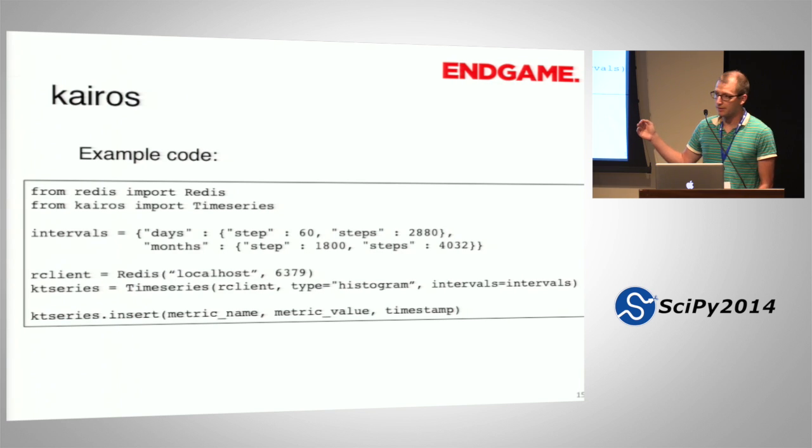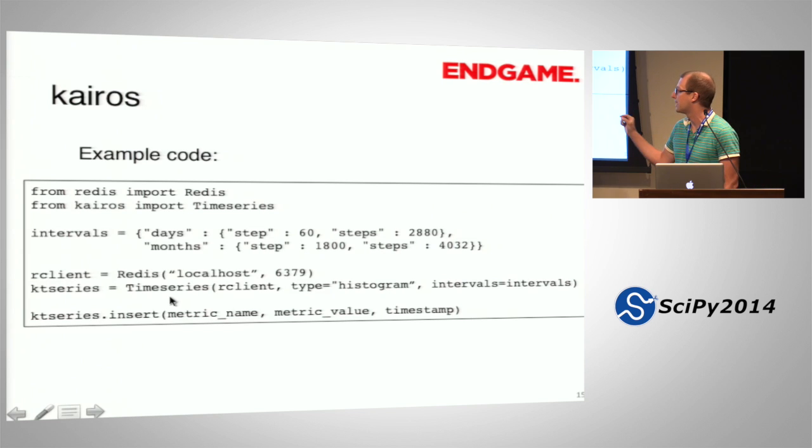Yeah, so then after defining that in a Python dict, you can just feed that into your Kairos object here, along with your connection to the Redis client, and you're off and running, and you can start really easily defining metrics and filling the values with just this easy function call here.